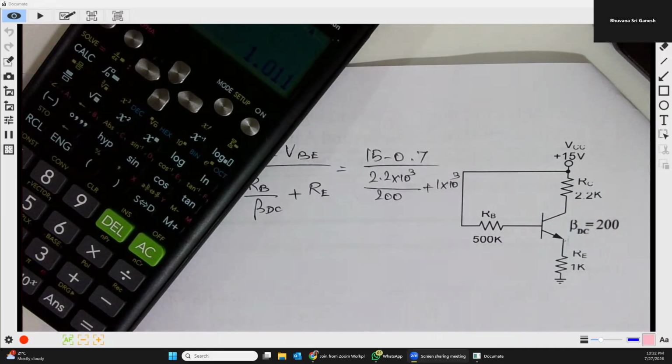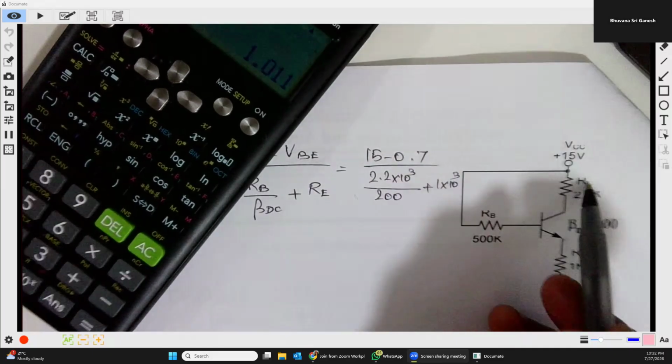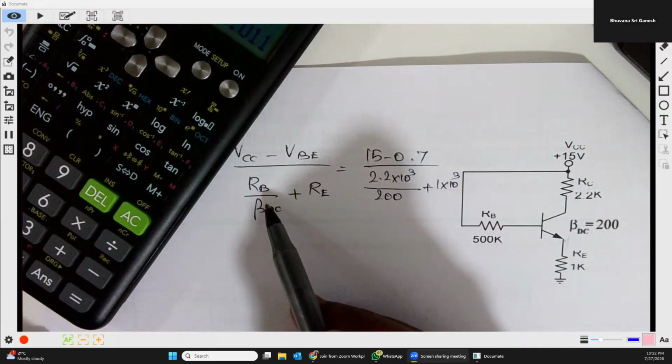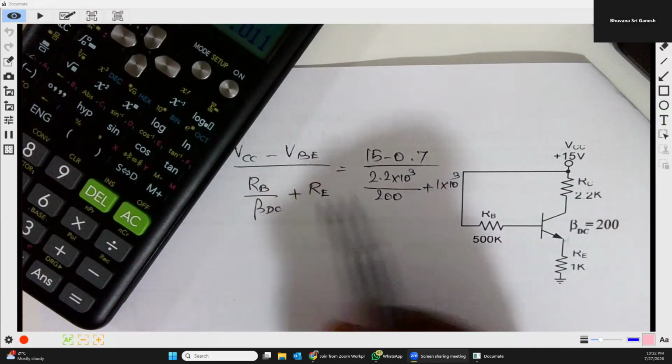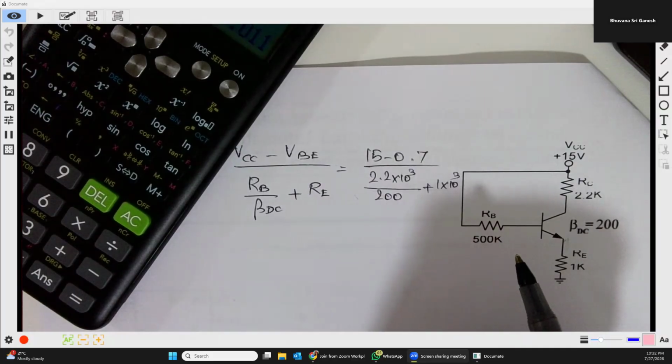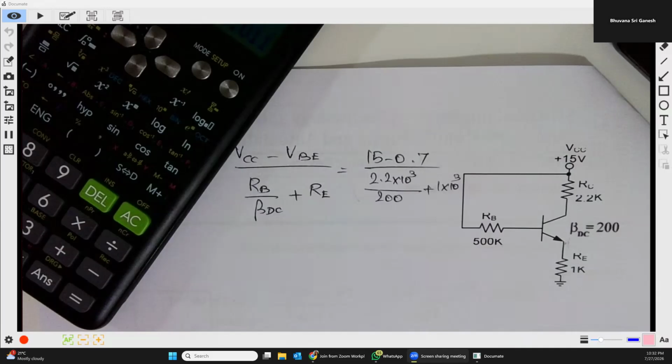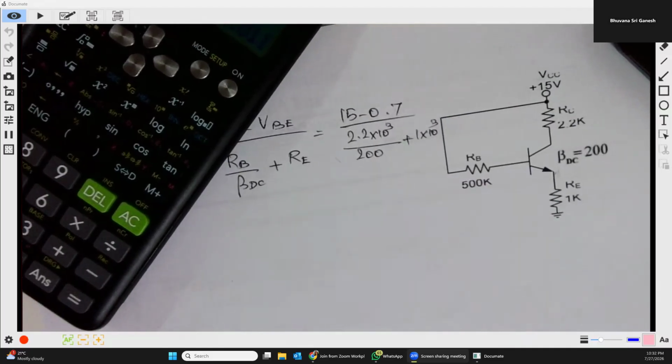Wait a minute. I have considered RC, right? But the formula says I have to consider RB. RB is 500 kilo. So in place of 2.2 kilo, I should have applied 500 kilo, right? So, one moment.